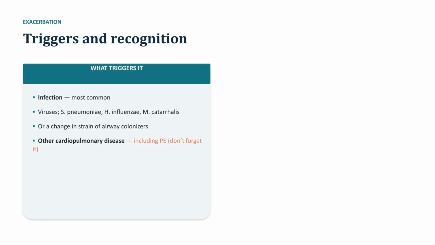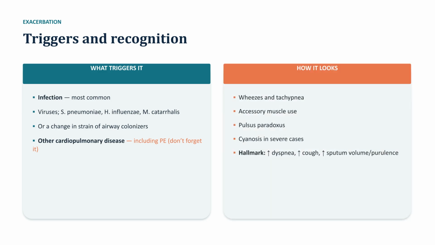An exacerbation is a sustained worsening beyond normal variation. Infections are the most common trigger, involving bacteria like Strep pneumoniae or H. influenzae. Do not fixate solely on infection. Pulmonary embolism is a critical, can't-miss mimic. Look for increased dyspnea, cough, and sputum volume.